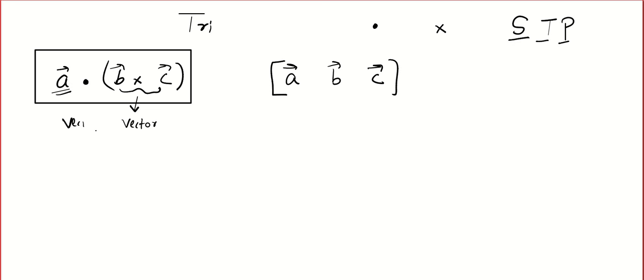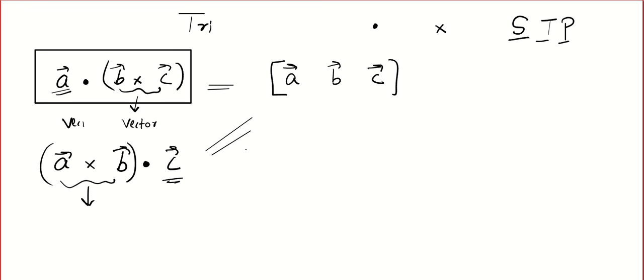Now I'll show you one more very interesting thing. Suppose I take A, B, C and I put cross here and dot here. Do you know something? Again, if I put the bracket here, I'm going to get a vector here and this is a vector. So I'll get a scalar, and amazingly, you'll get the same answer.